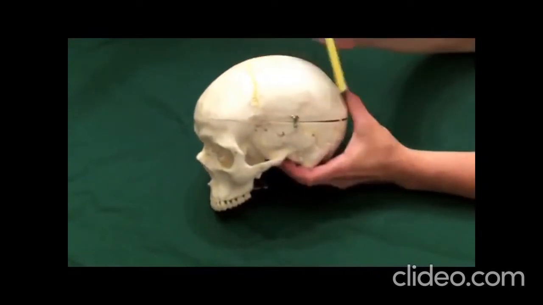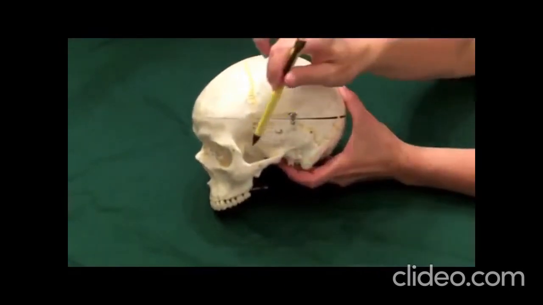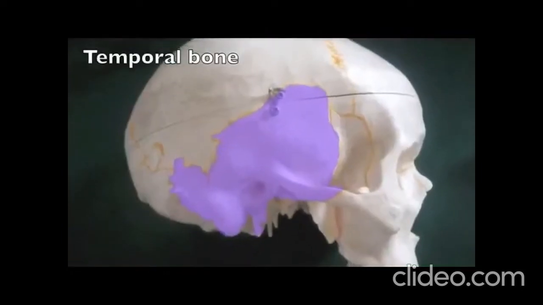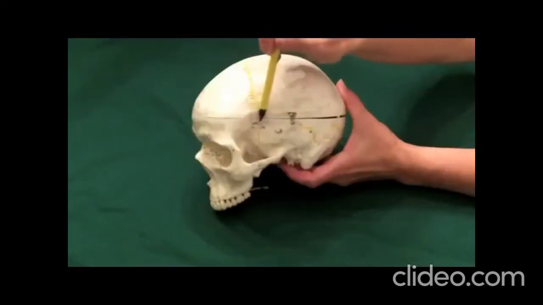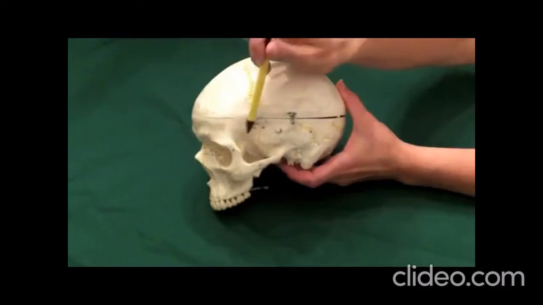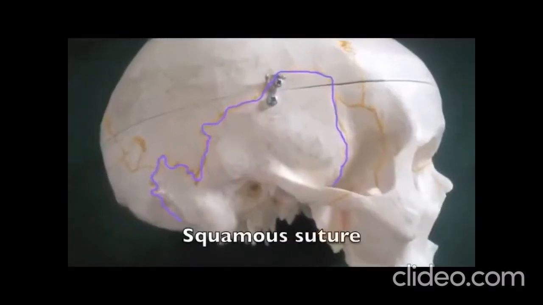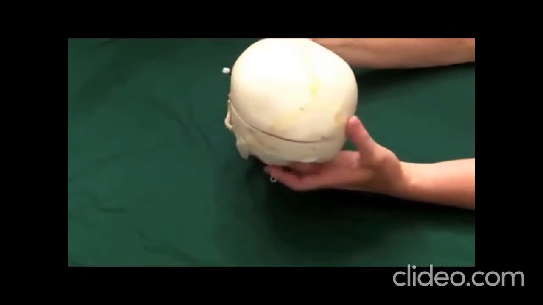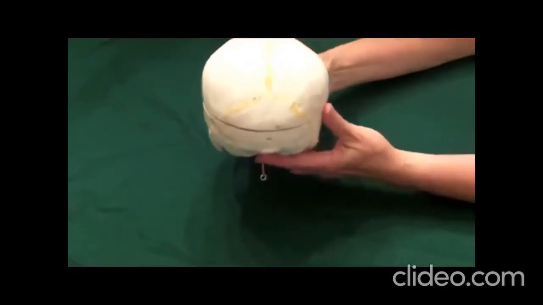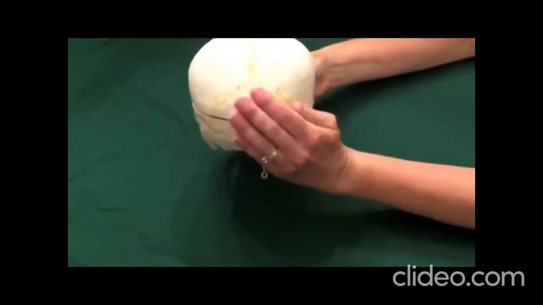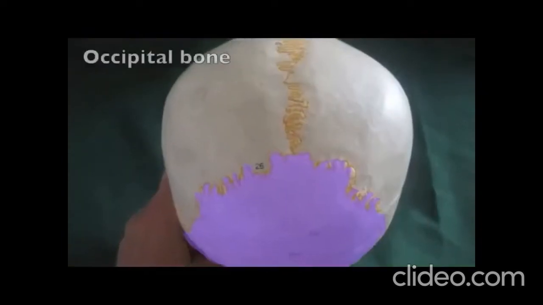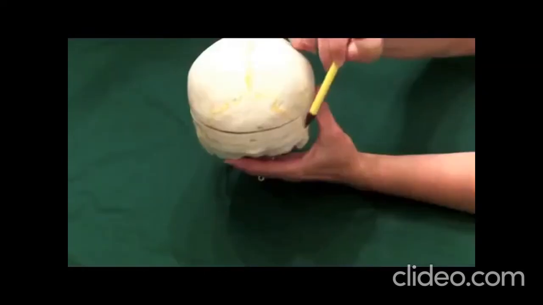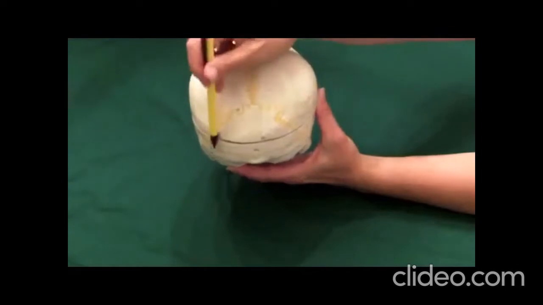Right below the parietal bones on each side is a temporal bone. The temporal bone and the parietal bone meet at the squamous suture. Taking a look at the back of the skull, there's one bone that makes up the back of the skull called the occipital bone. And there's the lambdoid suture.